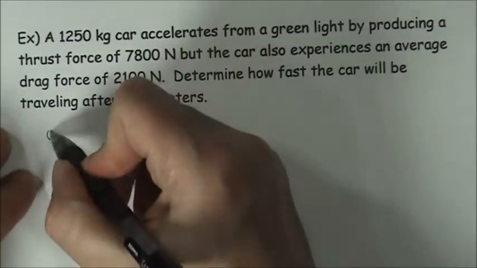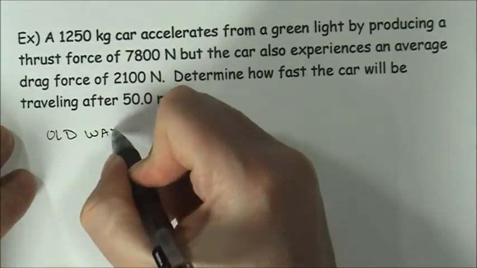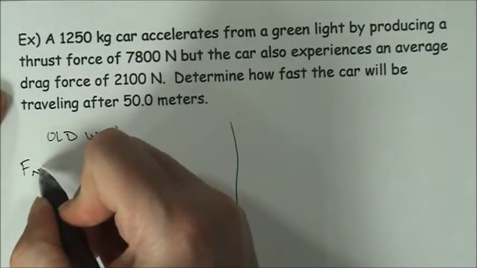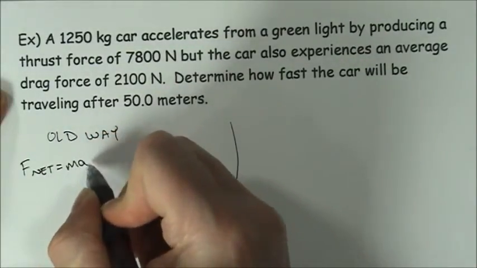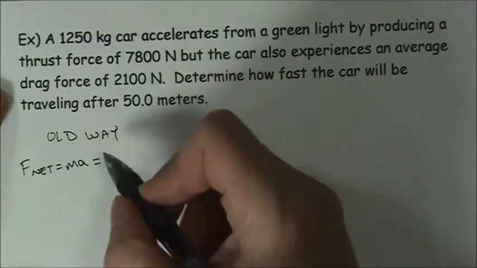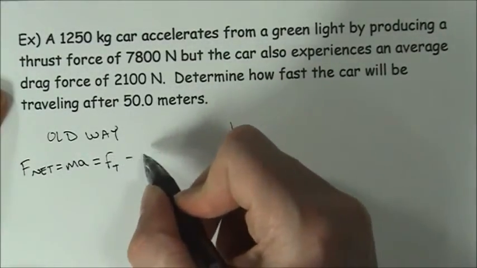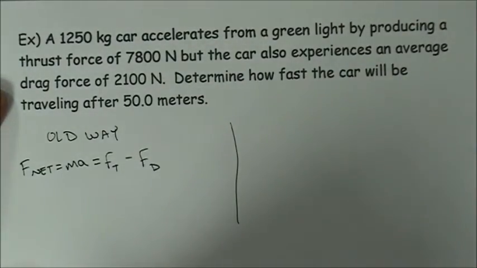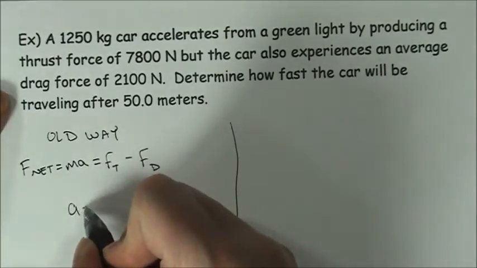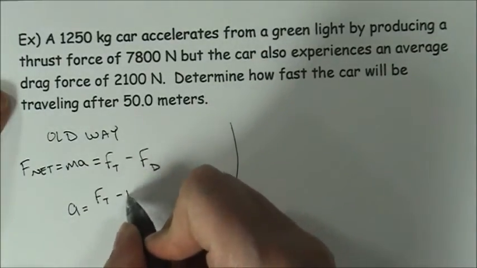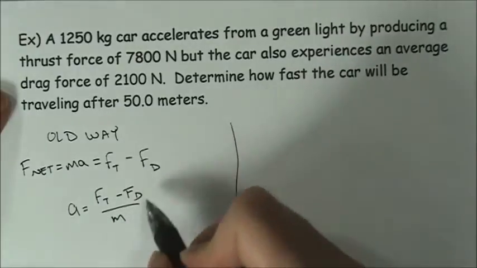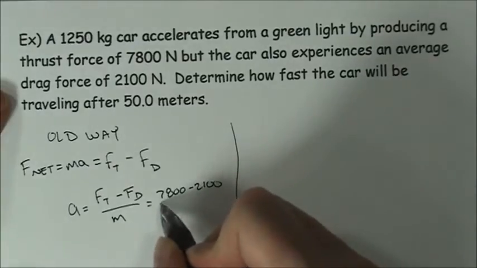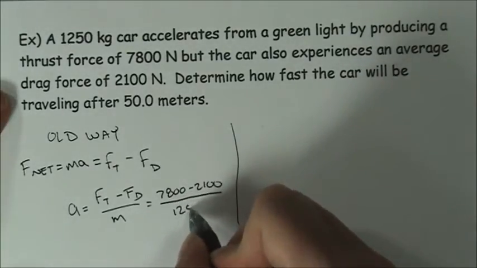The old way would say to do this, and we'll do the new way over here on the right. So the first thing we would have done is we would have said that F net equals MA, and I have two forces. There is the thrust, and there is the drag force. And I have both of those, plus I have the mass. So that means that the acceleration of the car would be the thrust minus the drag divided by m, and that is equal to 7,800 minus 2,100, all divided by 1,250.